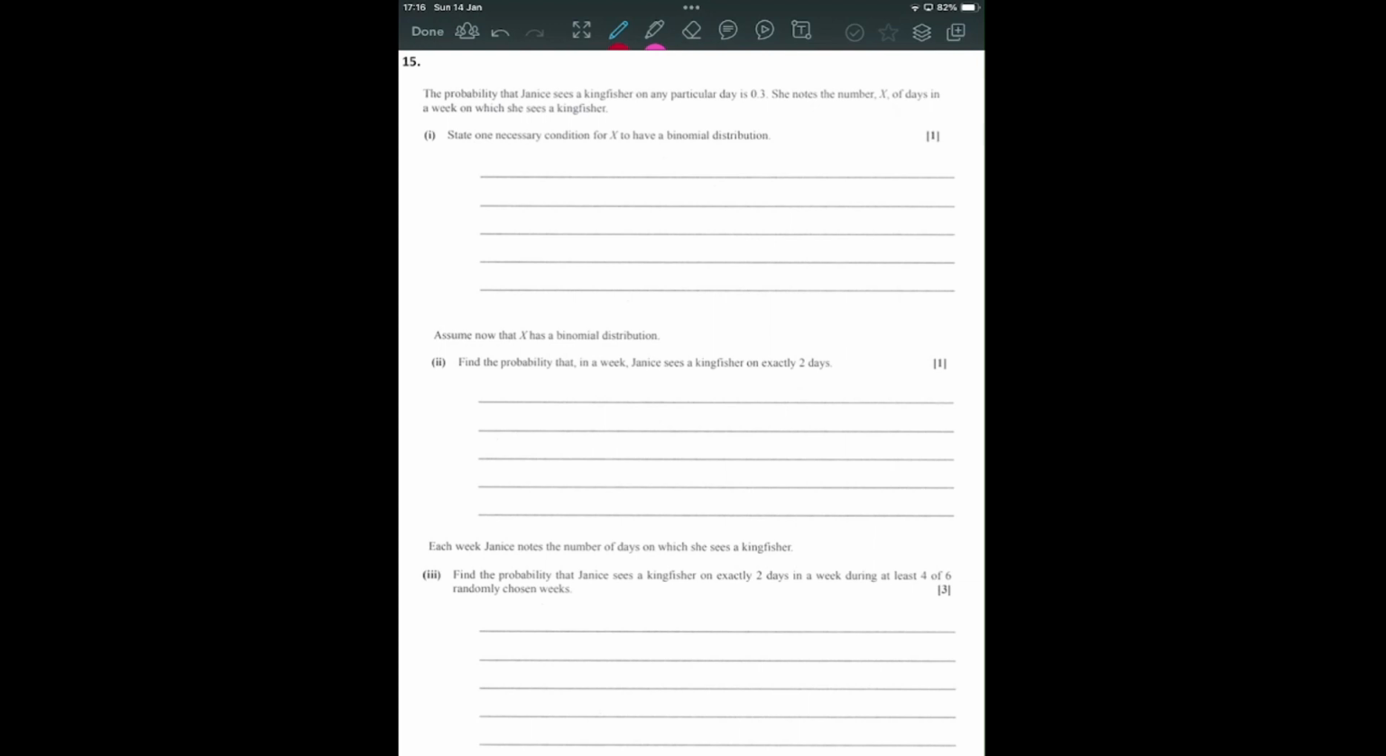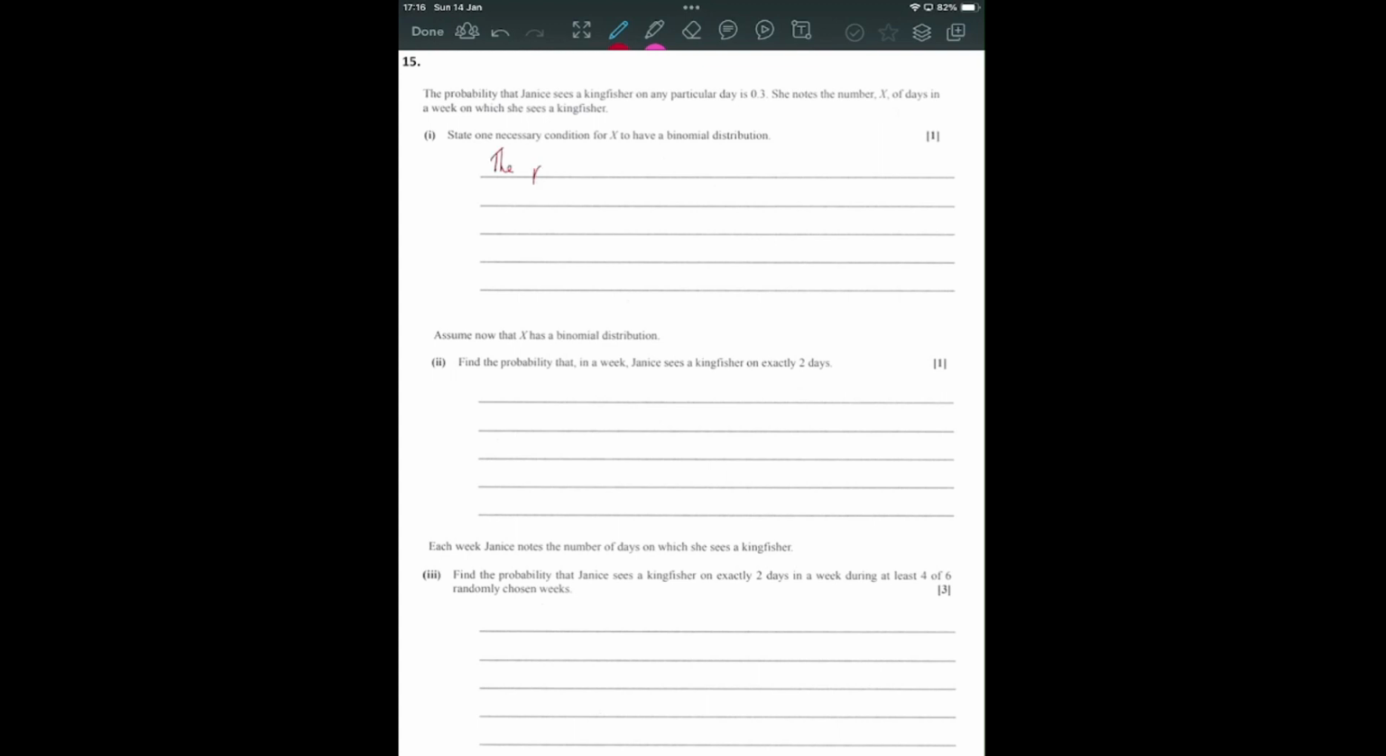Well, our conditions on binomial, we have to have a success or fail trial. Well, that's already obvious here. You either see a kingfisher or you don't see a kingfisher. The number of trials has to be constant. Well, the number of days in a week is always 7. That's constant. The last one is the important one.